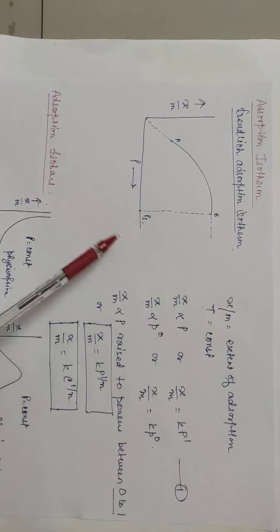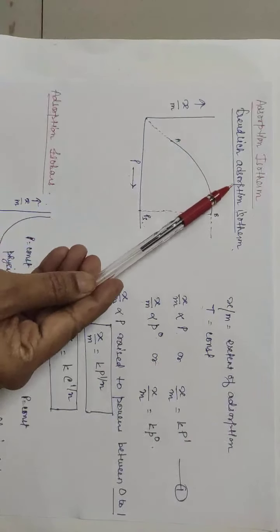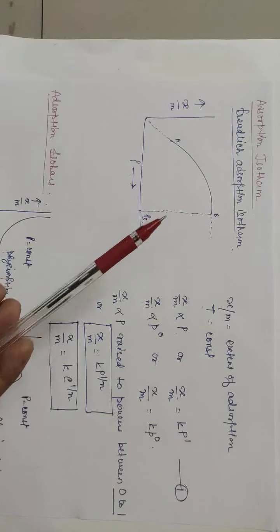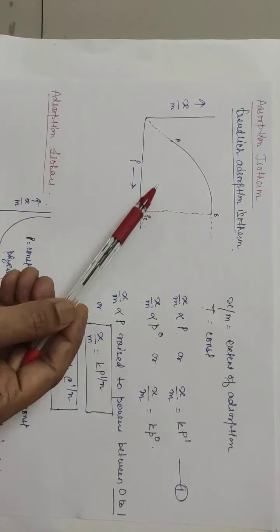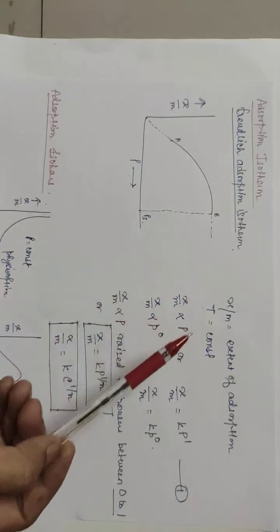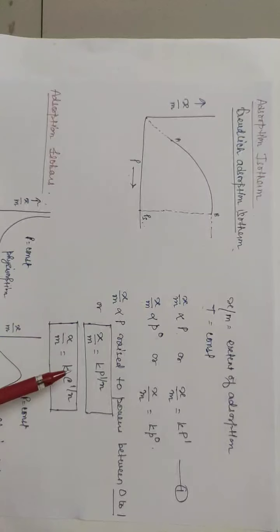This isotherm was given by Freundlich and is also known as the Freundlich adsorption isotherm. It mainly considers adsorption as a multimolecular process and is applicable only to physical adsorption, that is physisorption.